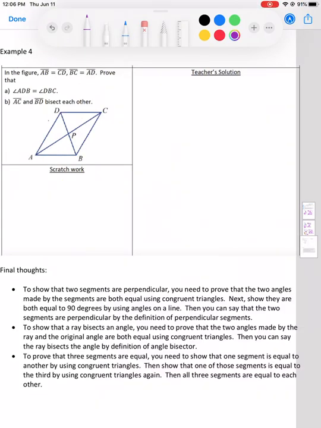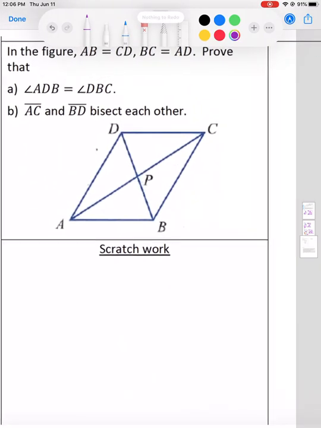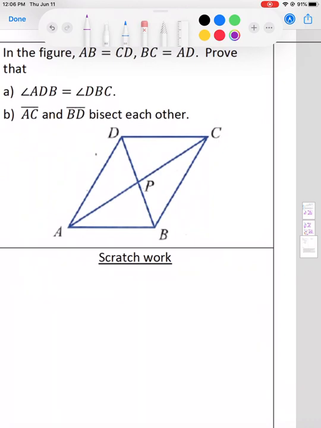For example 4, we are going to take a look again at what we need to prove and then what we have. Okay, so zooming in on this one, in the figure we have some things that are equal. Let's go ahead and mark them since nothing's marked in the figure. We have AB is equal to CD, so mark that with one mark. Those are the top and bottom. BC equals AD, so that's these two on the sides. So that's good.